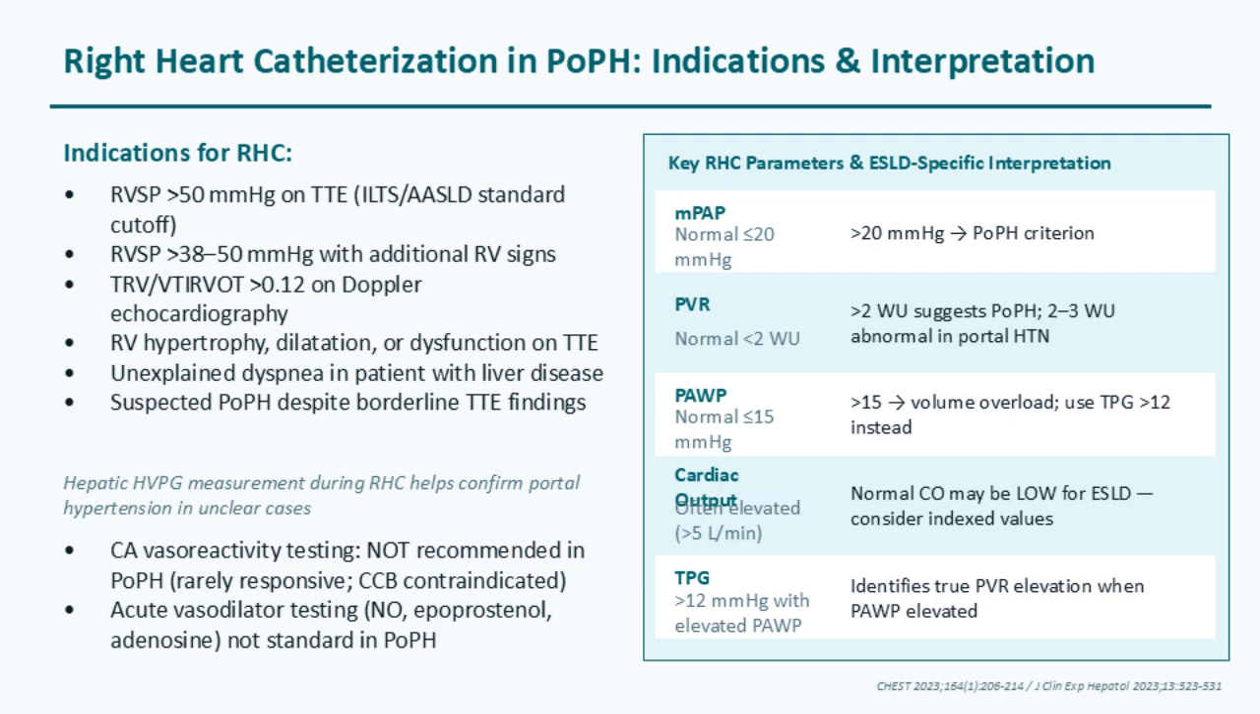Second, let's talk about the volume overload pitfall. If the patient is overloaded, which is incredibly common given their ascites and renal dysfunction, their wedge pressure might be artificially pushed above 15. Does that mean it's purely left heart disease and definitely not PoPH? Not necessarily. In this specific scenario, you must calculate the transpulmonary pressure gradient, the TPG. If the PAWP is elevated, but the TPG is strictly greater than 12 millimeters of mercury, this indicates a true precapillary resistance issue superimposed on top of volume overload. What do you do? You aggressively diurese the patient and repeat the measurements to uncover the true underlying PoPH.